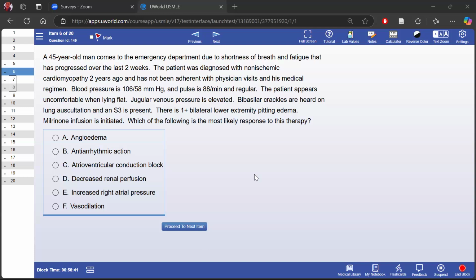So I chose B because I don't actually remember what the milrinone did, but during the last step that we did in the last question, I figured that this person is having some kind of heart failure. So what kind of medication would I want to give someone that has heart failure? And I'll be worried about arrhythmia with someone with heart failure. So that's why I chose anti-arrhythmic action for B.